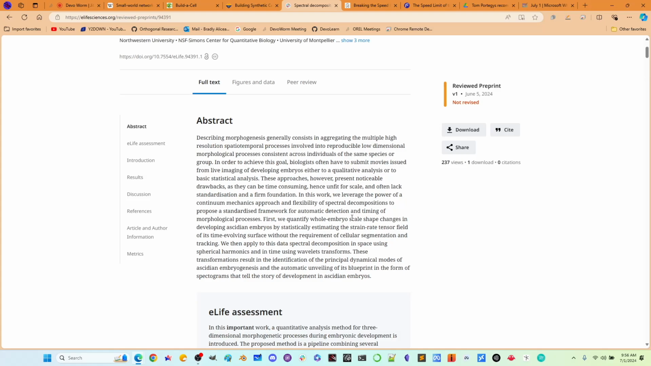First, we quantify whole embryo scale shape changes in developing Ascidian embryos by statistically estimating the strain rate tensor field. So this is something that we're interested in, and it's of its time evolving surface without the requirement of cellular segmentation.